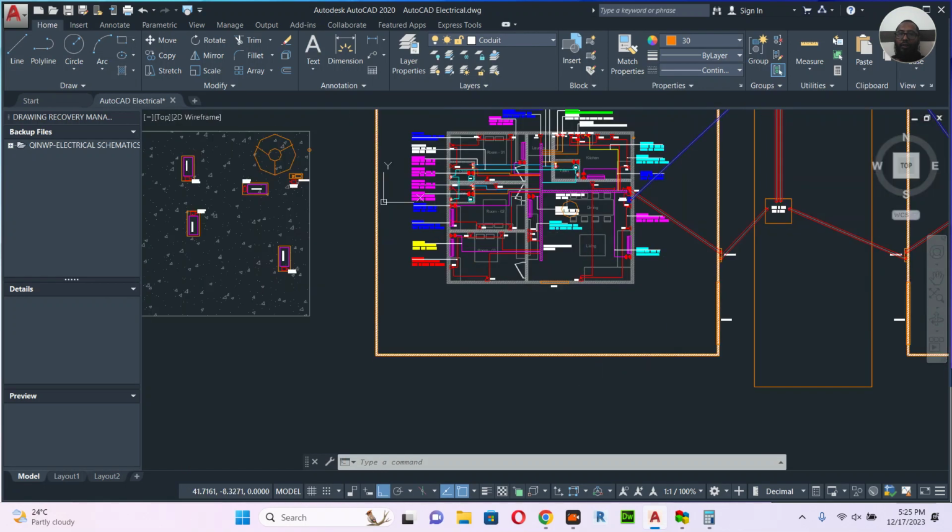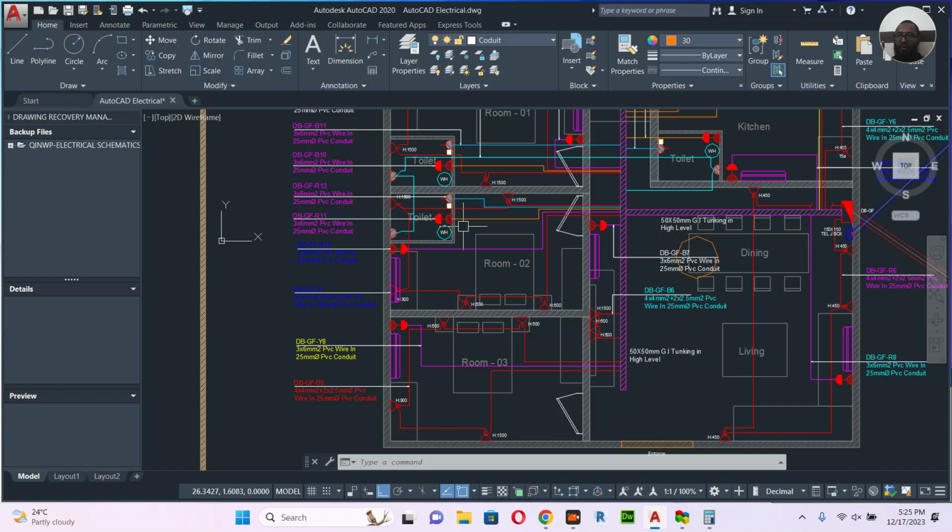The main important thing: every socket has a certain installation height. This depends on the country and on the designer. Normally the socket is 450 from FFL and the switch is 1250 from FFL, 450 meaning 450 mm. Wall mounted type, normally we put 2 meters or 2.2 meters. Top of panel 1.8, or sometimes 2.2, depending on the location.